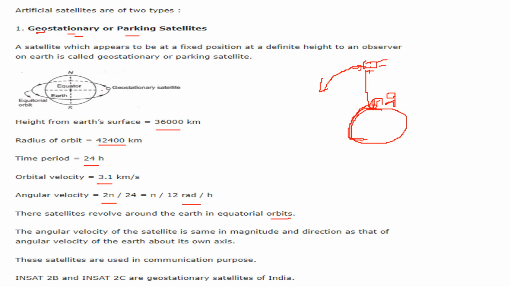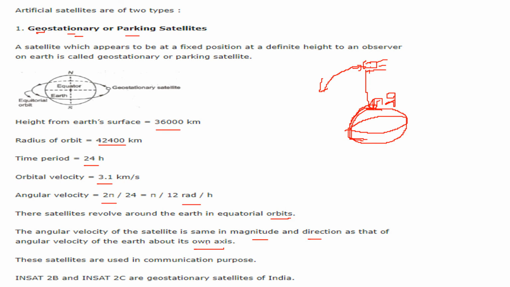And these are the satellites which revolve around the Earth in equatorial orbits. In the equatorial, see, if this is an equator, then it is revolving around the equatorial orbit. That is why it is stationary. The angular velocity of the satellite is same in magnitude and direction as that of angular velocity of Earth about its own axis, which I told you just now.